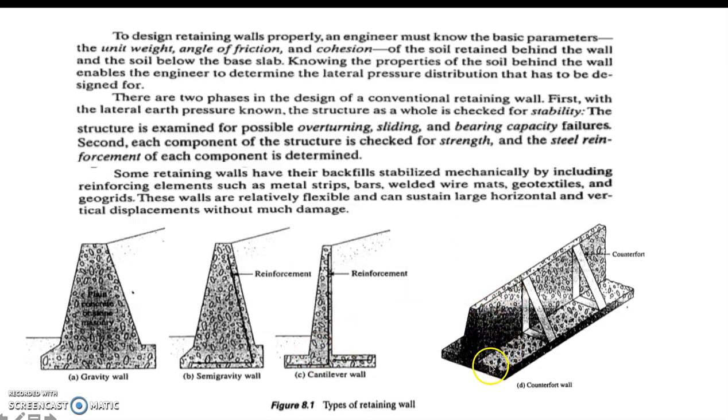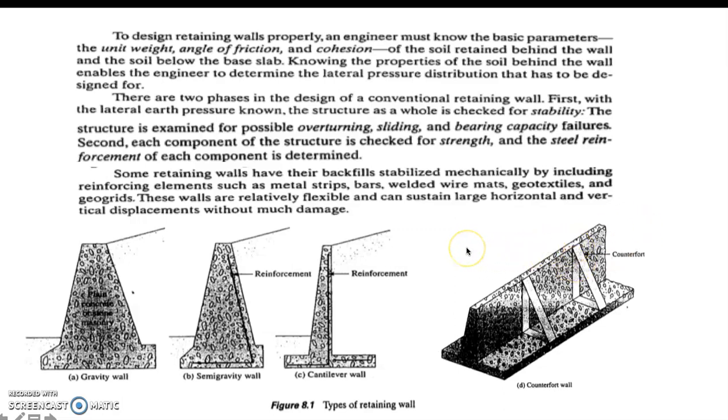Then we have the last one, which is the counterfort retaining walls. These walls are similar to cantilever walls. At regular intervals, however, they have thin vertical concrete slabs known as counterforts. These are vertical concrete slabs that tie the wall and the base slab together. The purpose of the counterfort is to reduce the shear and the bending moments. So those are basically the conventional retaining walls classified into 4 categories.